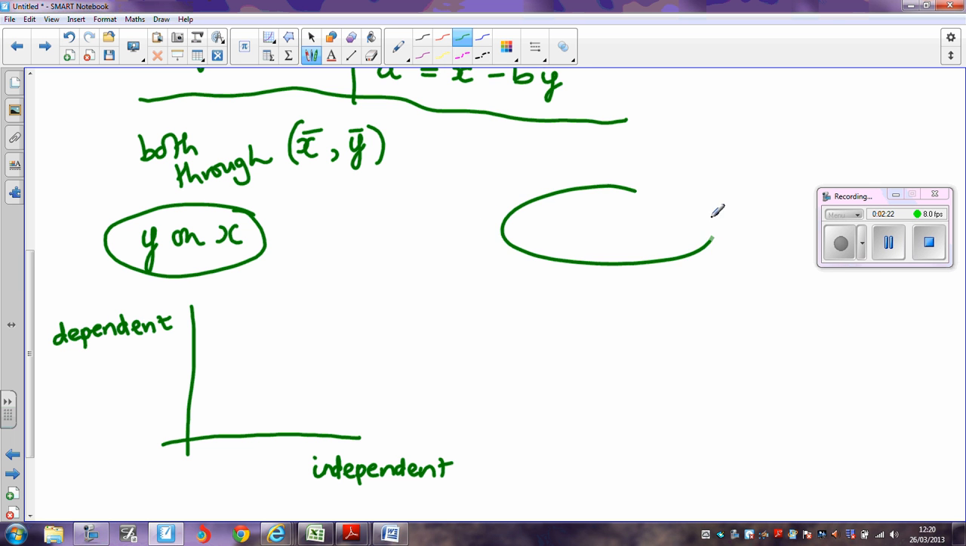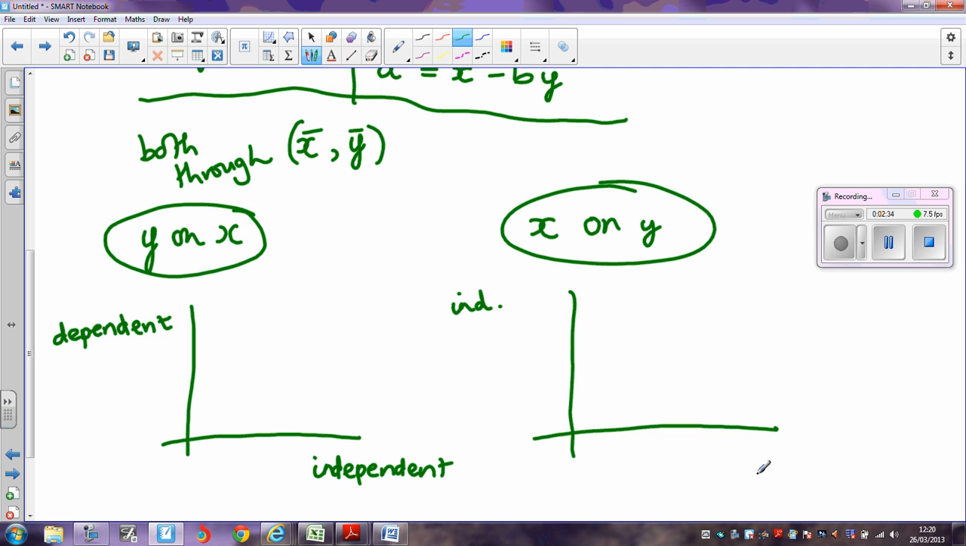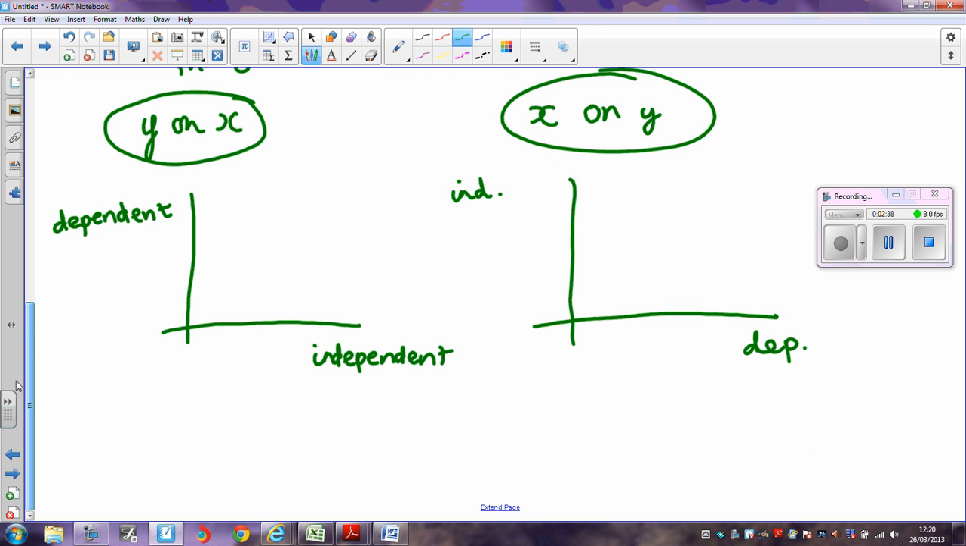But if it's the other way around and you're predicting x from y, so you're using the regression line of x on y, those are the other way around. Your independent variable is this one and your dependent variable is this one.